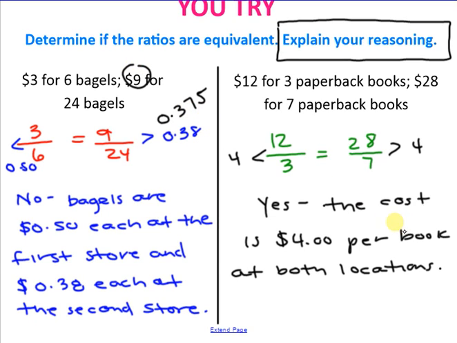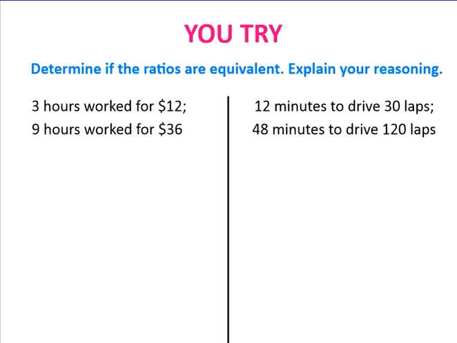For the second problem, yes, they are equivalent, and to prove that with a unit rate, the cost is $4 per book at both locations. All right, try these two as well. Remember, explain your reasoning and defend with unit rates.